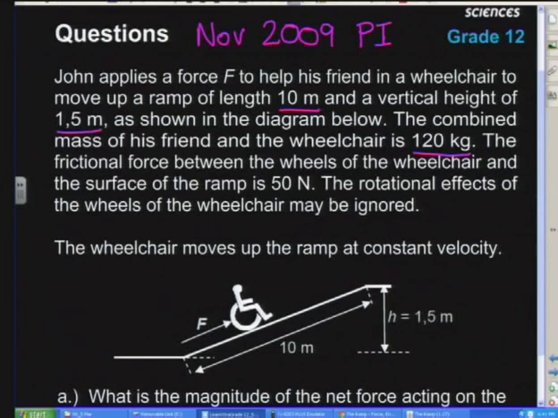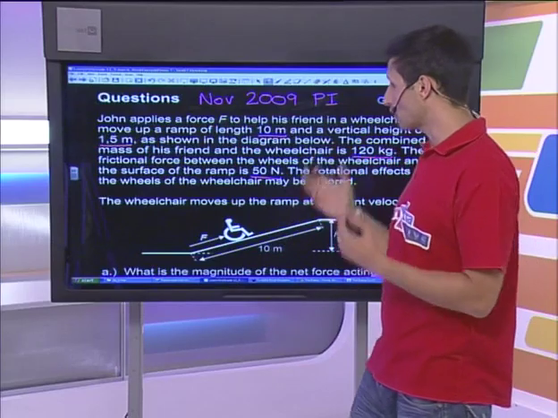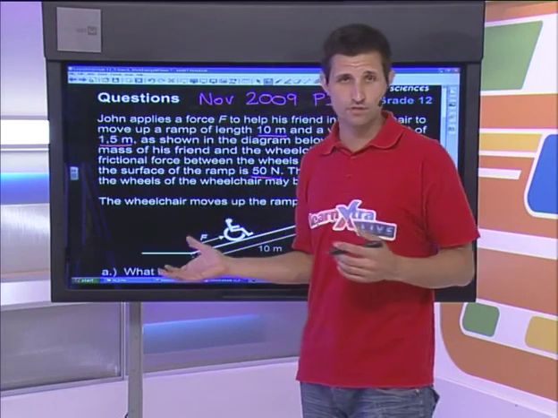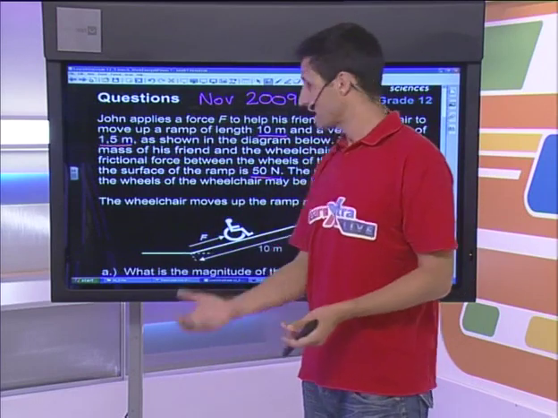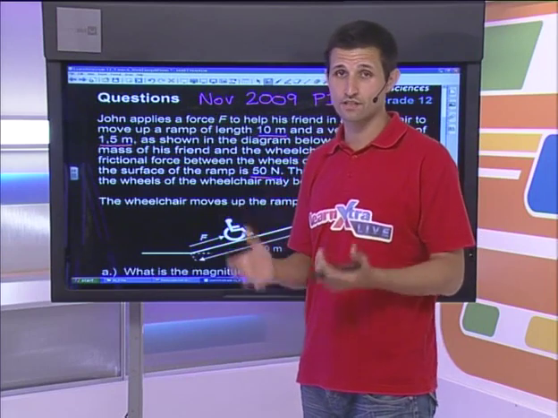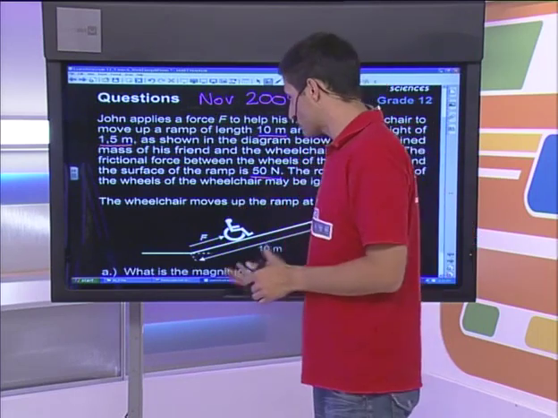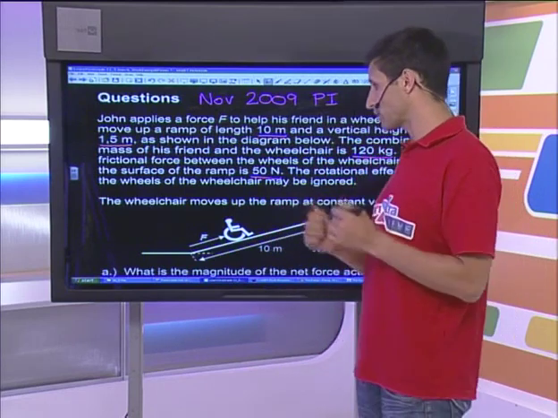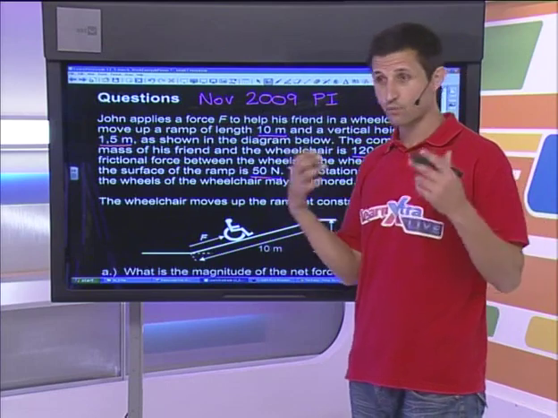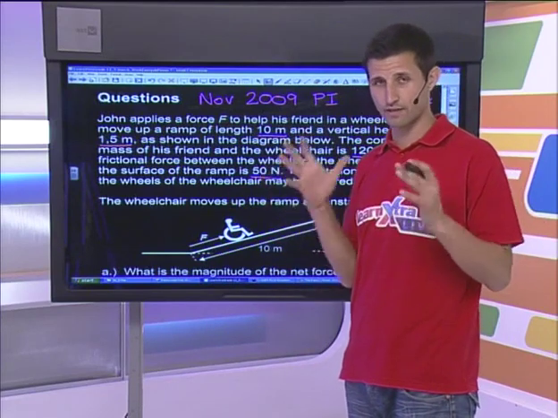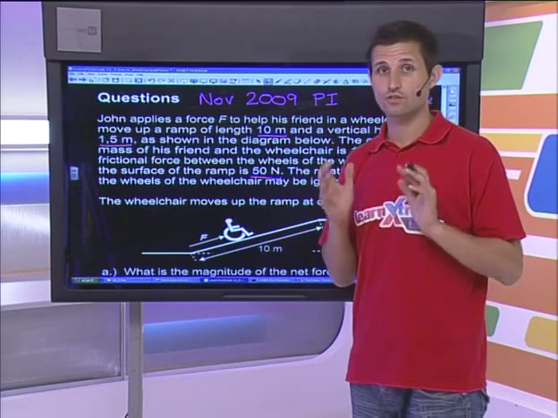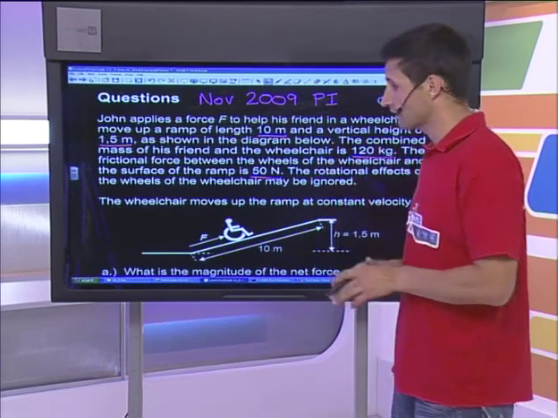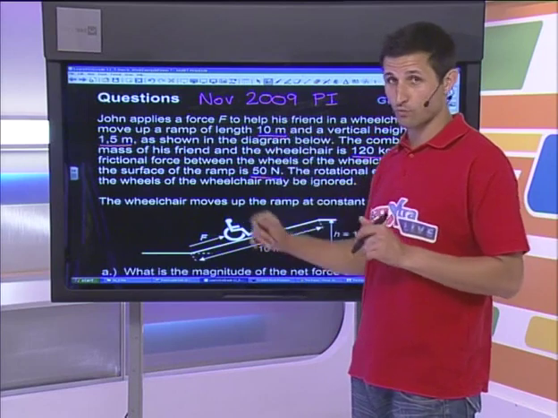Now it says the frictional force between the wheels of the wheelchair and the surface of the ramp is 50 newtons. Now guys, just remember that friction always acts, and in most cases here, if I've got an applied force and there is friction, friction is usually acting in the opposite direction to the motion. It's stopping the wheelchair from going up the hill. Now it says the rotational effects of the wheels of the wheelchair may be ignored. So we're talking about any rotational energy and stuff like that. Guys, don't get too tied up in that. Don't worry about the rotational effects. Okay, so a little bit of fancy terminology, but don't worry about it.